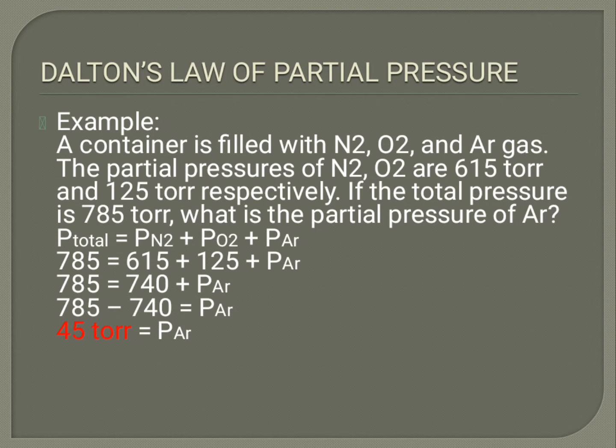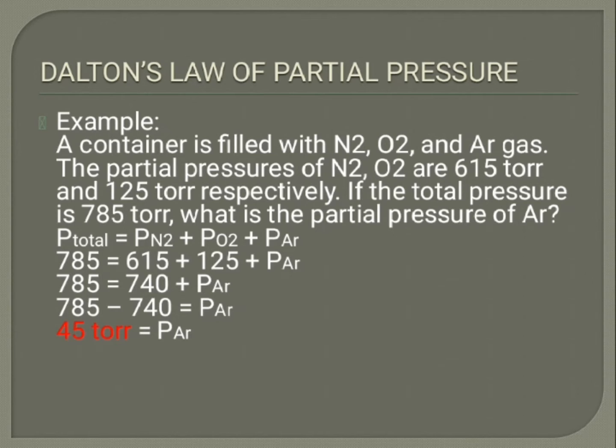A container is filled with N2, O2, and argon gas. The partial pressures of N2 and O2 are 615 and 125 torr, respectively. If the total pressure is 785 torr, what is the partial pressure of argon? Dalton's law basically states that the total pressure is the sum of all the individual partial pressures, so that is the partial pressure due to the N2 gas, the partial pressure of O2, plus the partial pressure of argon.